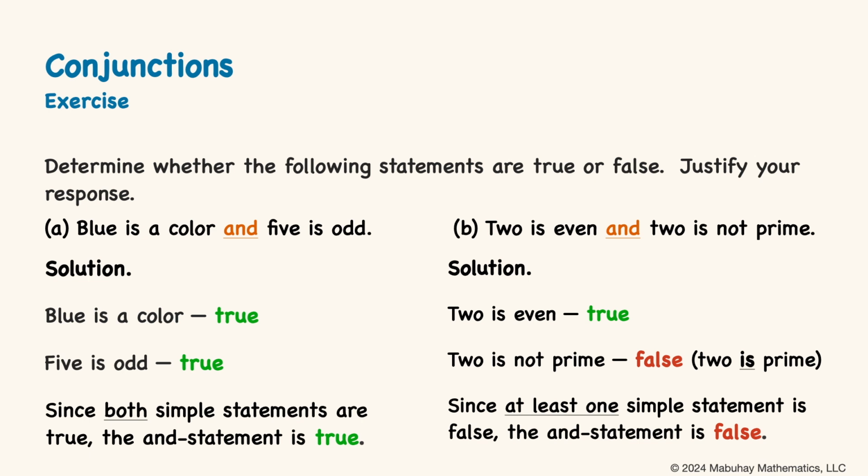We look at the 2 simple statements on either side of the word and determine their truth values. In order to conclude that the conjunction is true, we require that both simple statements are true. So if at least one is false, the and statement is false. It's another way of saying it.